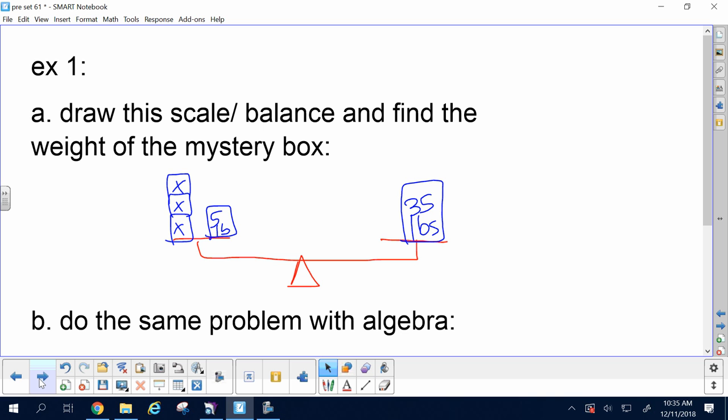Would you please draw this picture? It is a scale, a balance. Two things are in balance, the right side and the left side. They have perfect weight, so the scale is not tipping either way. Inside those three mystery boxes on the left side are little kittens with mystery weight, all three the same.